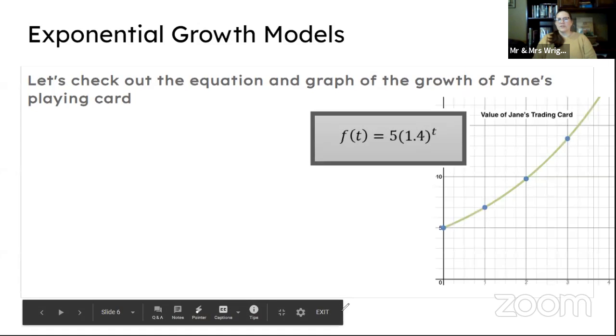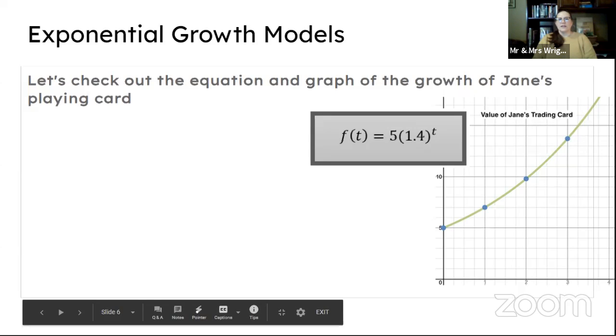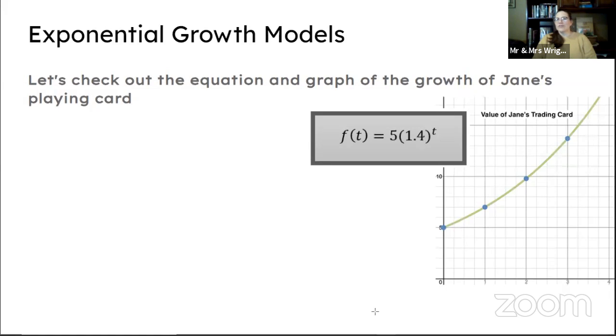Notice this graph starts here at the 0. There's no possible way for it to be going into the negative, because the negative would be if she had the card for -2 years or -7 years. That's just not possible. So she can only have the card for a positive number of years. So this is starting here at the y-intercept and moving in this upward exponential function, this exponential growth direction.